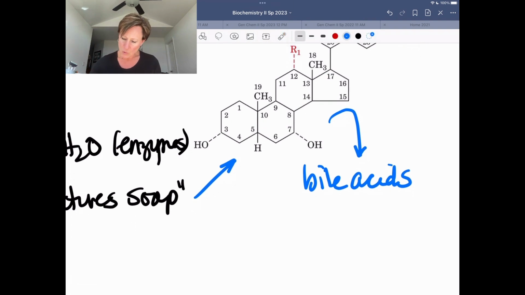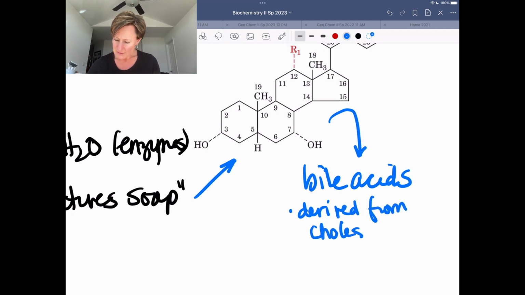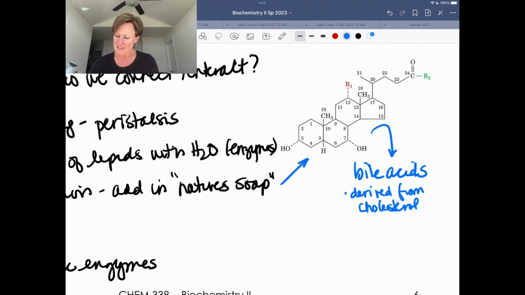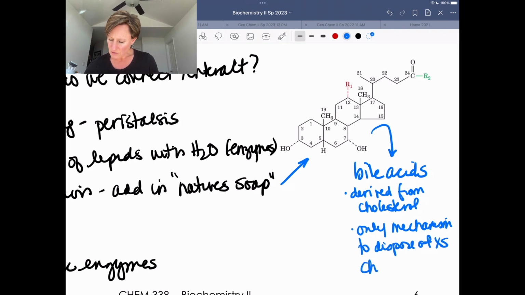So bile acids, importantly, are derived from cholesterol. Cholesterol gets a really bad rap, but cholesterol has tons of important purposes, one of which is to make these bile acids. And another thing to highlight is bile acids are the only mechanism to dispose of excess cholesterol.